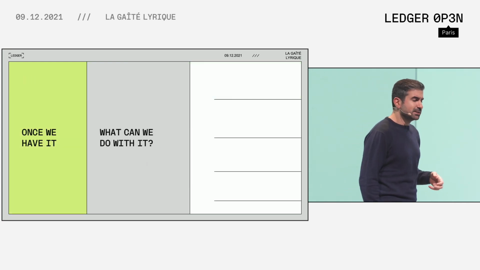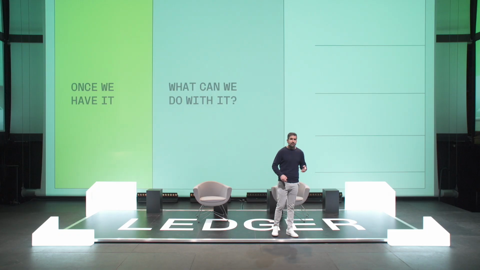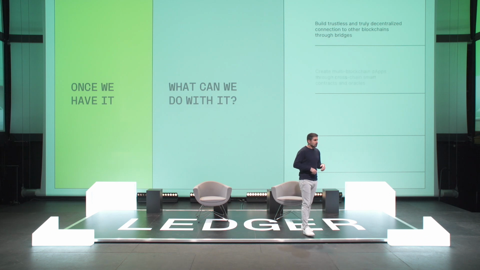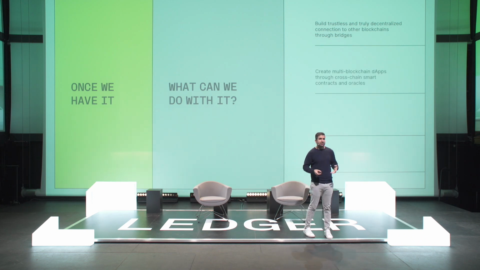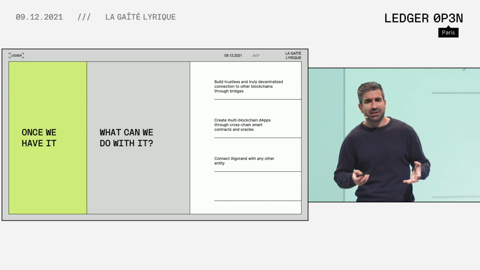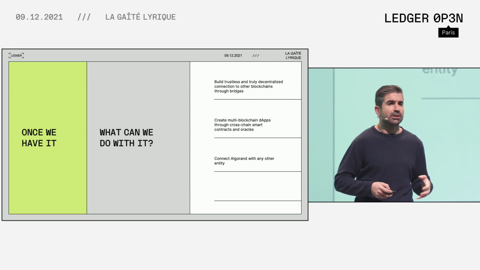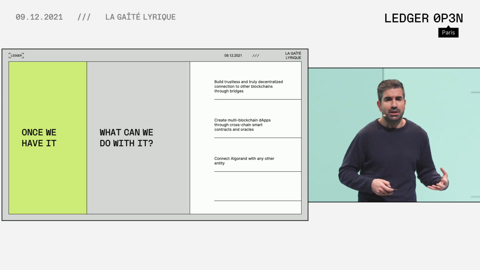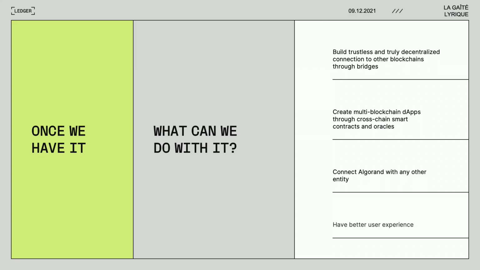So once we have it, what can we do with it? We can really build bridges, and they can be trustless. We can also create these dApps I just talked about, and blockchain developers can make them significantly more blockchain agnostic. Also, we can connect to any other entity. It's really going to be as simple as possible. Other institutions do not need to understand blockchain as much as they need to today, and we really just have a significantly better user experience.